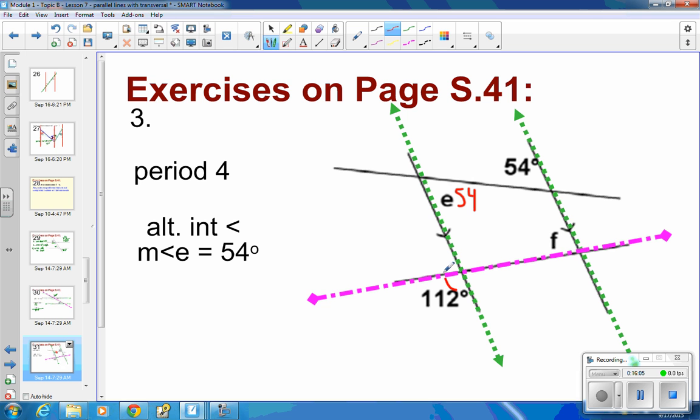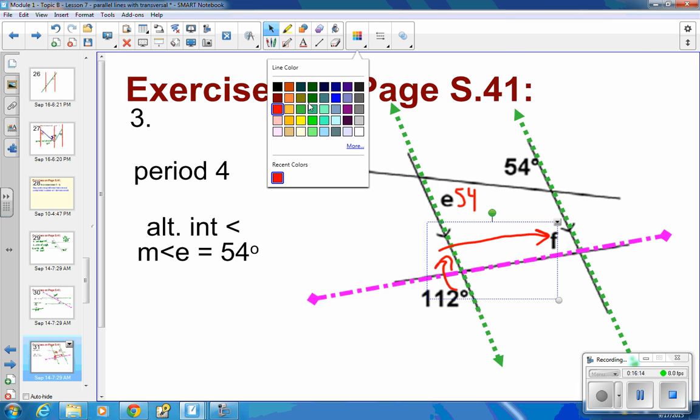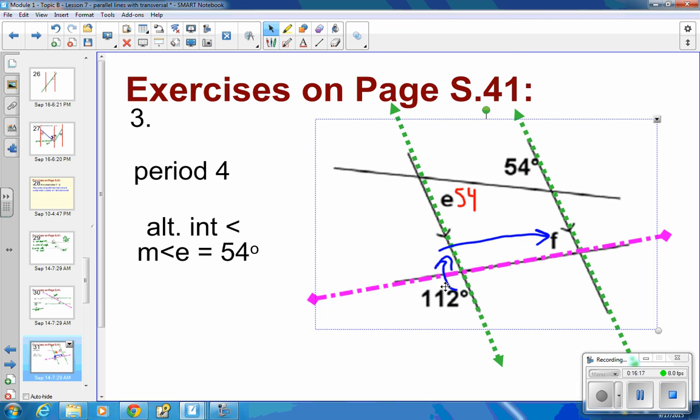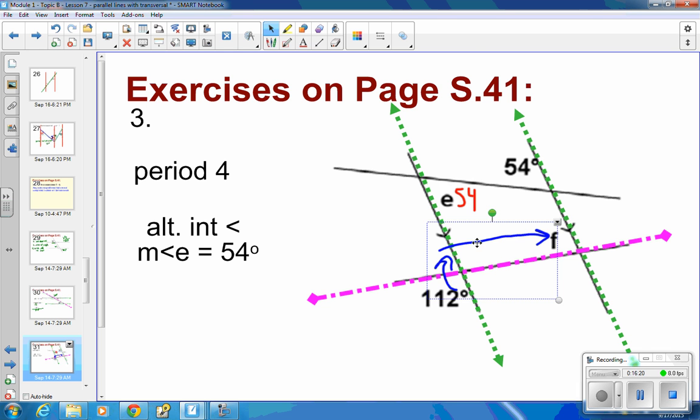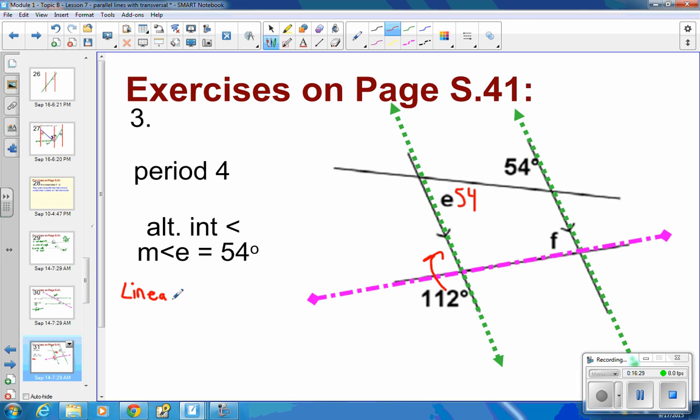So I think I'm going to go across here with a linear pair, and then I'm going to go down there with a corresponding. So let me change that to a different color here. There we go. Let's just delete that off and try that again. So if I go across here, that's going to be linear pair. And then I'm going to go from here down to there, which is going to be a corresponding.